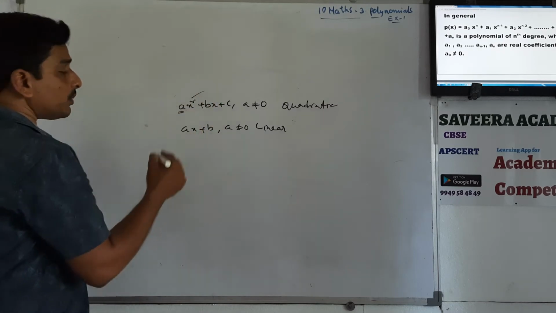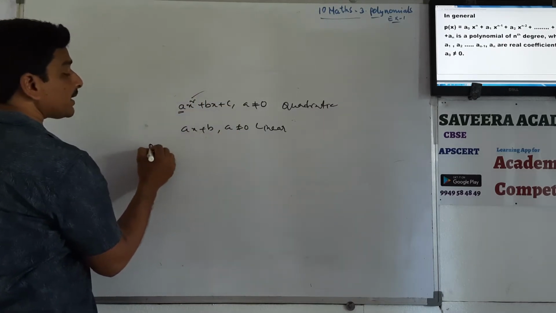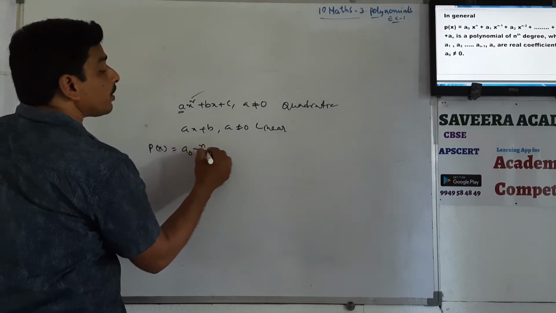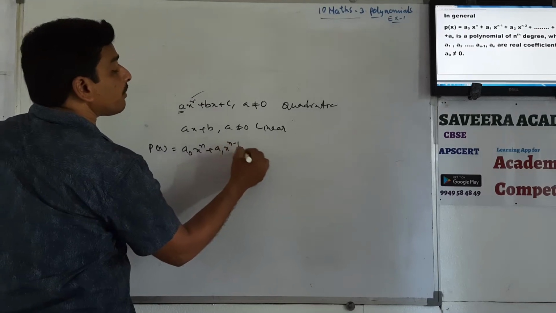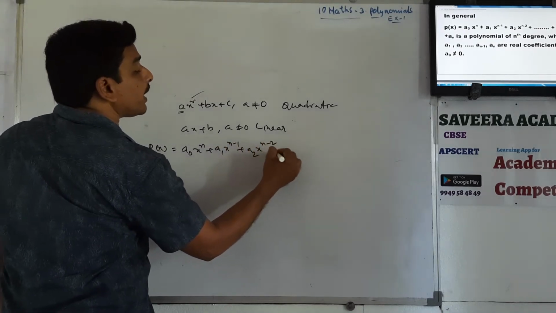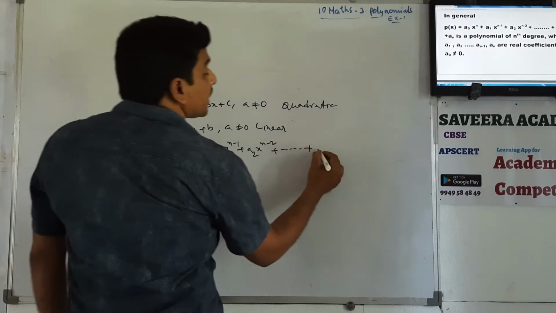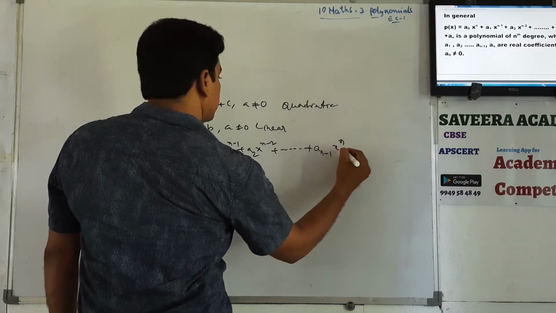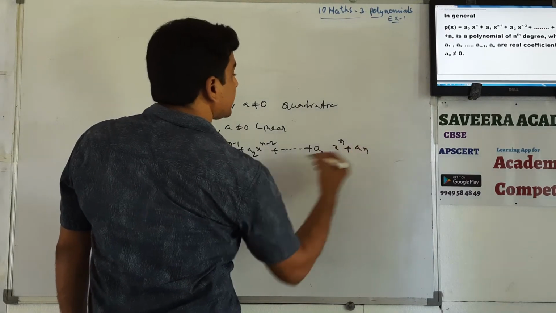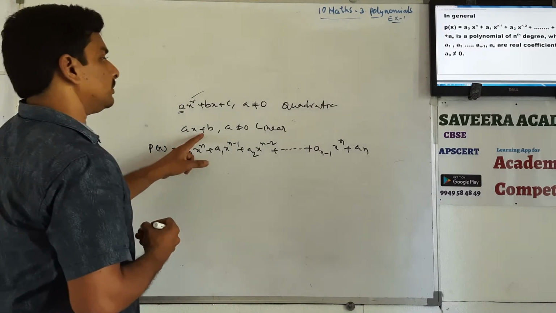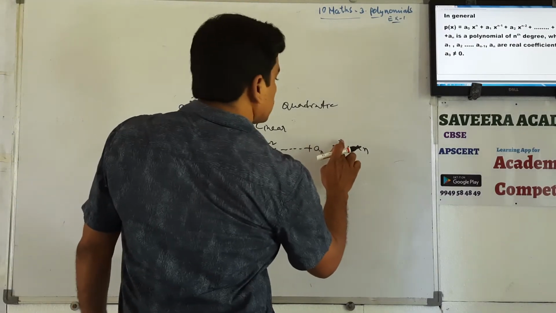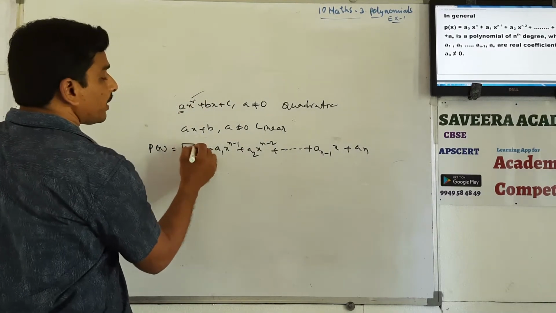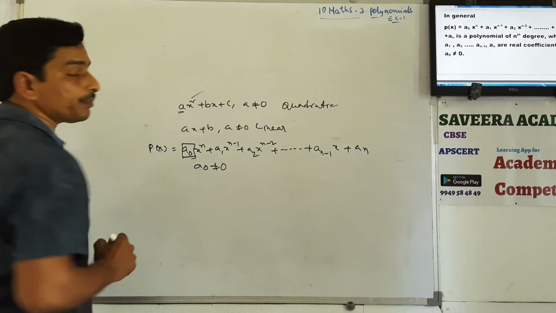In the same manner, suppose p of x is a polynomial in variable x, equal to a naught x power of n plus a1 x power of n minus 1 plus a2 x power of n minus 2 plus so on, plus a n minus 1 x plus a n. Here also you have to remember a naught must not equal 0.